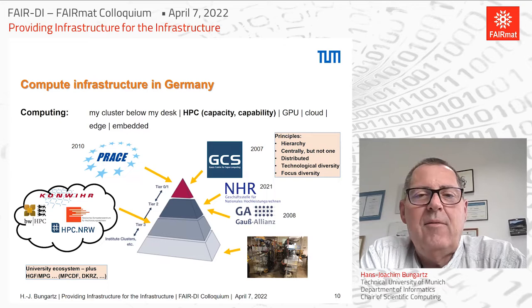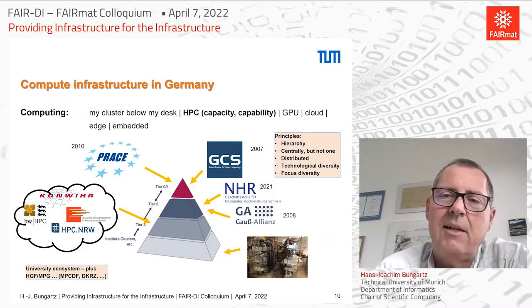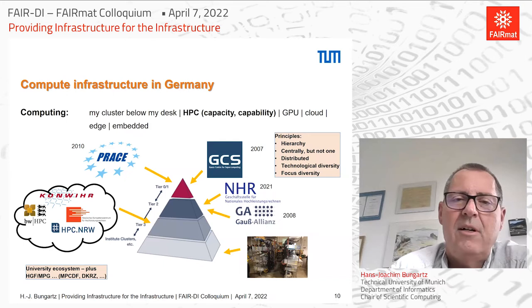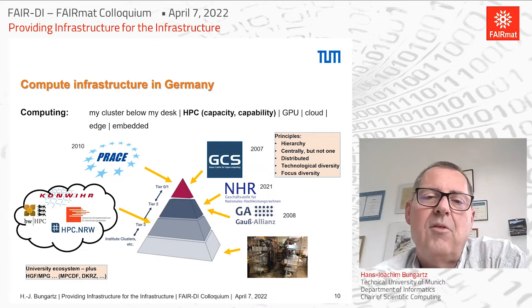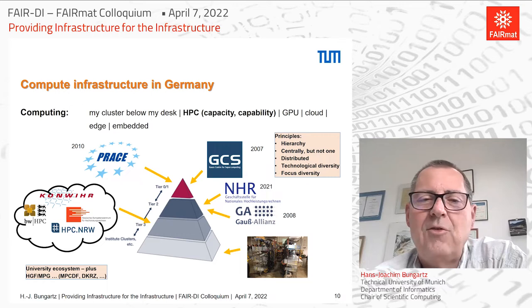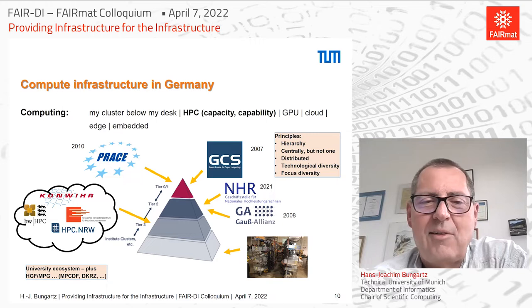So there, we probably have the most elaborate IT infrastructure, which is centered around this hierarchical pyramid being subdivided into different tiers. Tier zero is typically considered to be the European one. Tier one is a national German one. Tier two, you could call it, is the regional or topical one. And then tier three is the institutional one. And then there's another tier, which is typically not explicitly mentioned, but this is the cluster below my desk, or institute clusters in the cellar, or whatever.